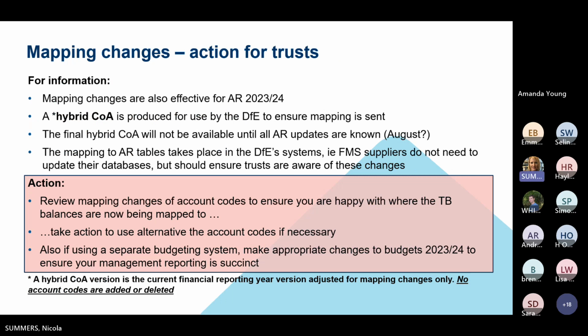And then there are some mapping changes. Again, just to highlight what those mapping changes mean. So no action really for trusts, just to be aware of that. But then we will produce a hybrid version of the 23-24 next year when we know what the changes are for the AR. So it's just something to note when you're completing your accounts return, that you know where your income and expenditure is being mapped to.